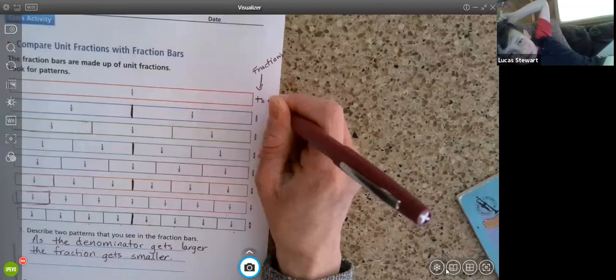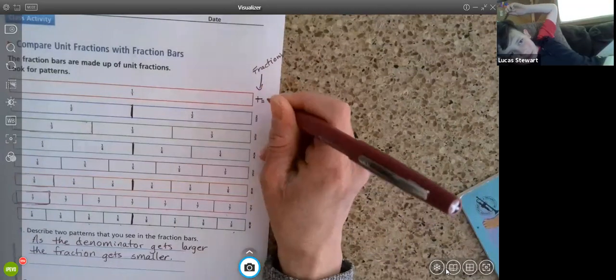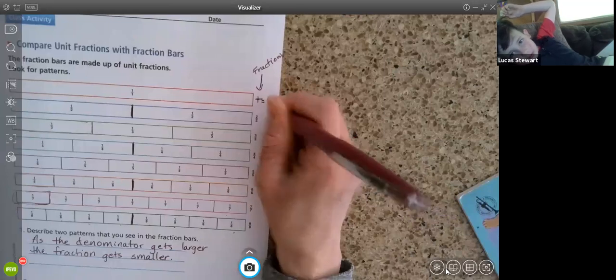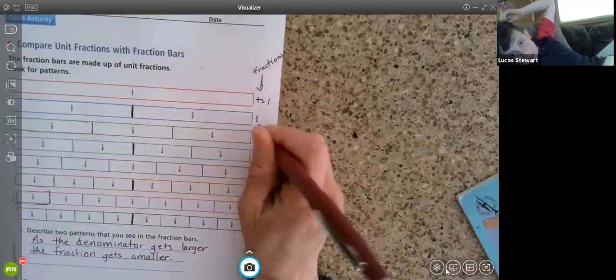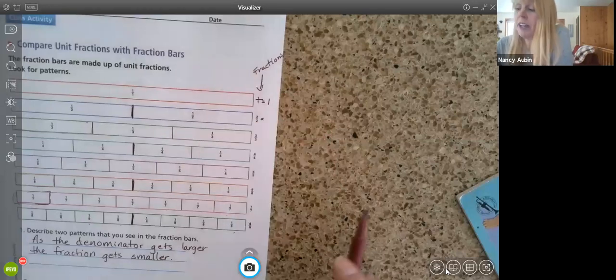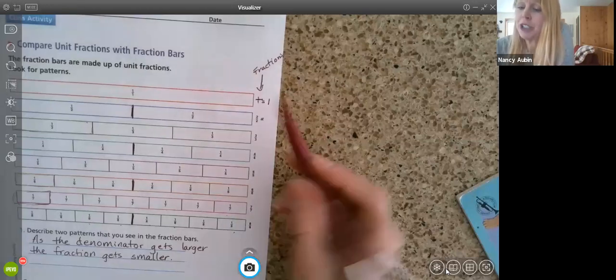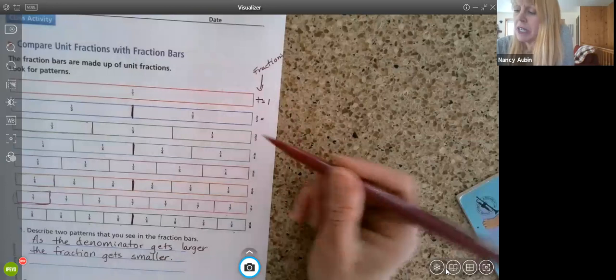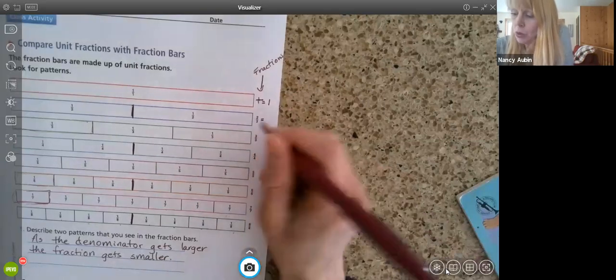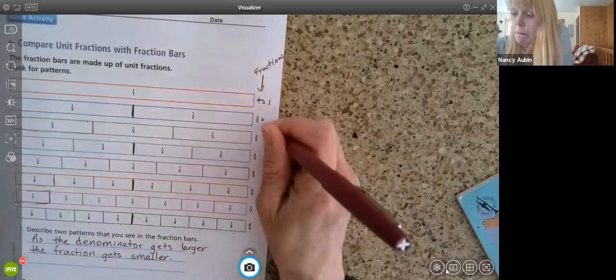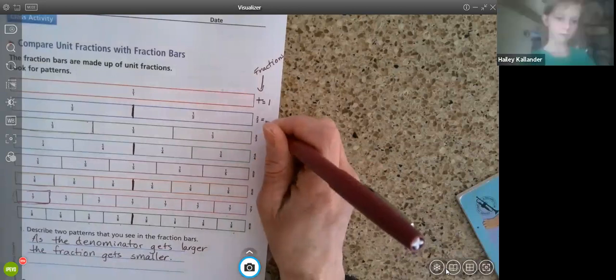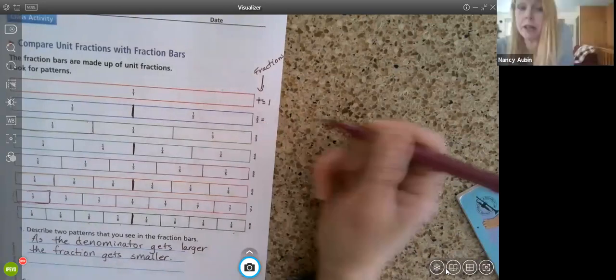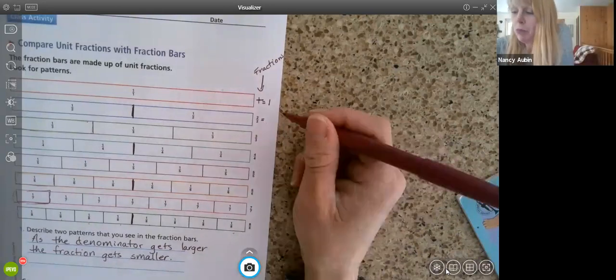How many 1s are in 1? No, 1 is 1, right? How many 2s are in 2? What's 2 divided by 2? 1. What's 3 divided by 3? Gavin. 1.